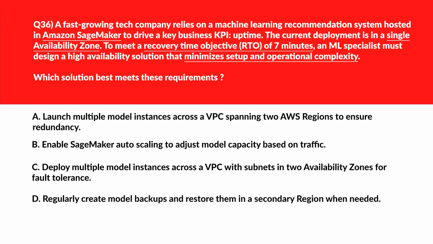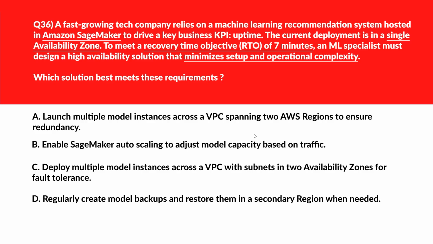Alrighty, now let's look at this question. Option E says launch multiple model instances across a VPC spanning 2 AWS regions to ensure redundancy. Multi-region deployment adds latency and complexity, exceeding minimal effort requirements.